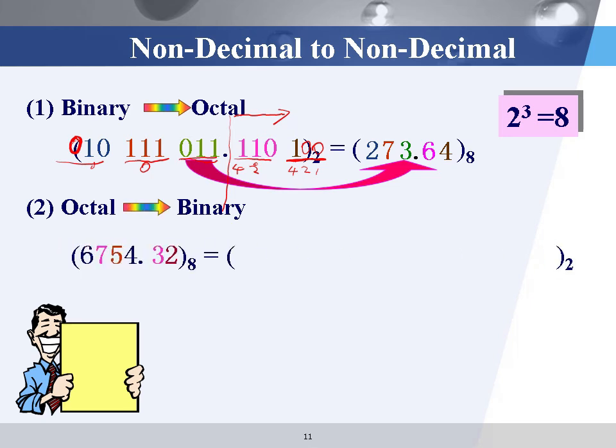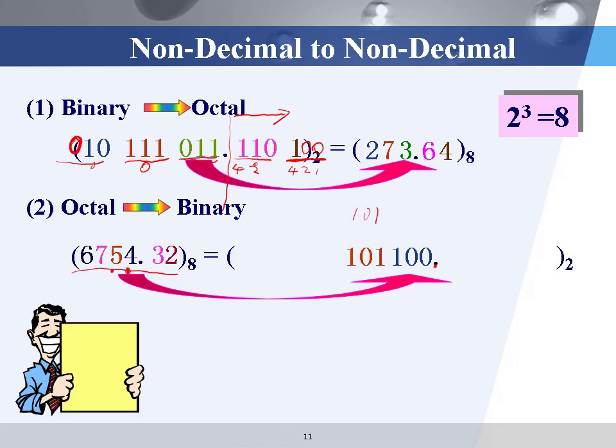From octal to binary, we use the same approach, but one octal digit actually represents 3 binary digits. Suppose we have this number, we're going to convert it digit by digit, also starting from the radix point. The first number is 4, which will be 100 in binary. The second is 5, which will be 101. 7 in binary will be 111. 6 in binary will be 110.